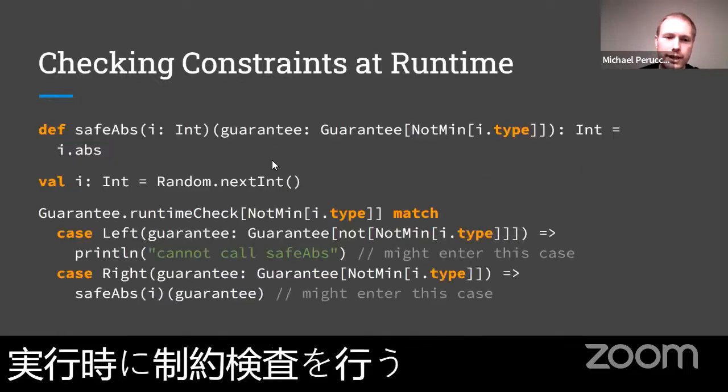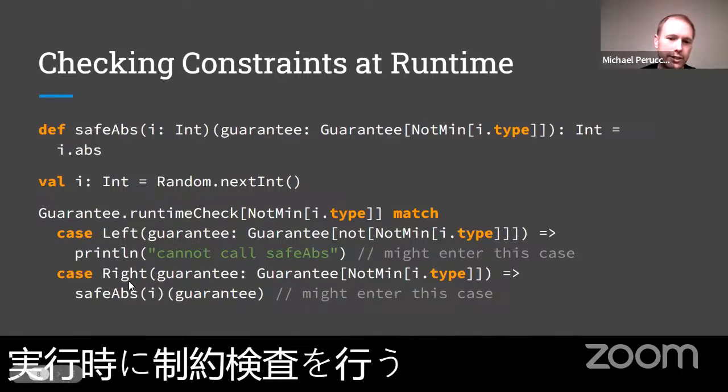And so with that in place, we can now, for example, get a random int. And we can call Guarantee.runtimeCheck and pass in the guarantee we are looking for. This returns an Either. So if we get a Left out, we actually have a guarantee of the opposite thing of what we need. And so in this case, we don't have the right guarantee to call our safe absolute function. So we have to do something else, maybe println, hey, we can't call safeAbs.